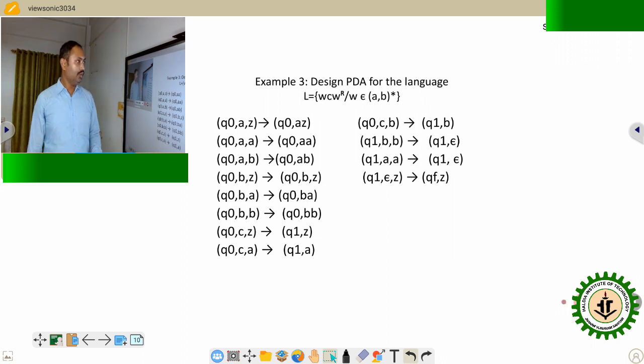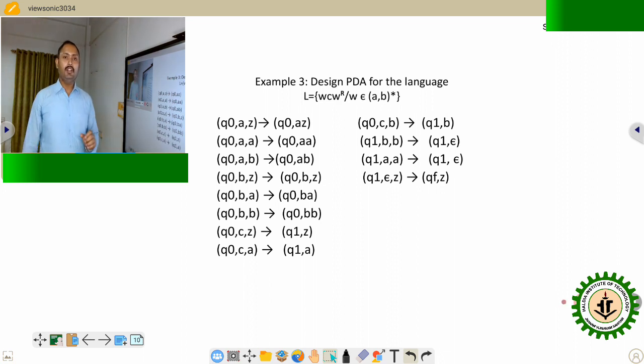So first of all, we have to again input a notation Z into the empty stack. So first of all we have to insert a Z. This transition is not written over there, but we have to show it. After inputting a Z, now we have to input our string.